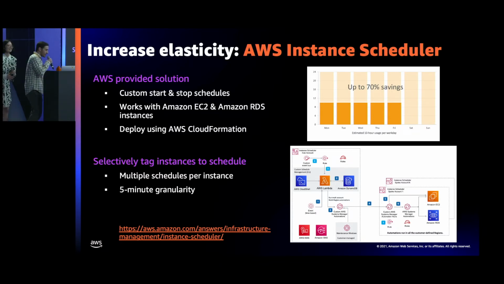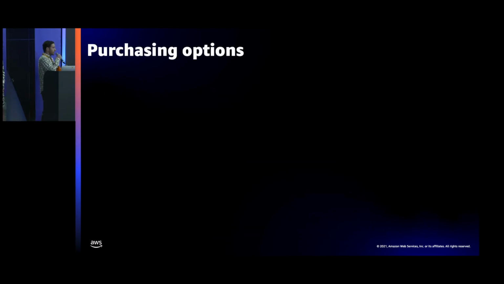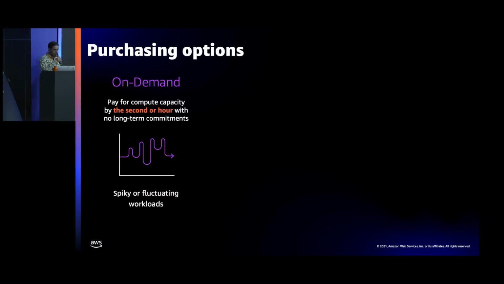Yeah, thanks, Lee. So that was about increasing your elasticity on the cloud. Another good thing you want to leverage is the different pricing models, the different pricing options you have available to you in AWS. Those being on demand. On demand is obviously the one we're very familiar with, right? You pay by the hour or by the second, depending on which instance or resource you're using. And that's good for spiky or fluctuating workloads.